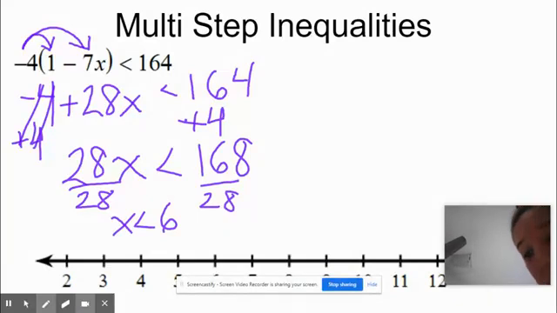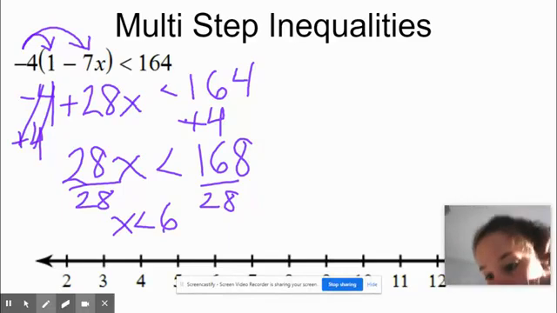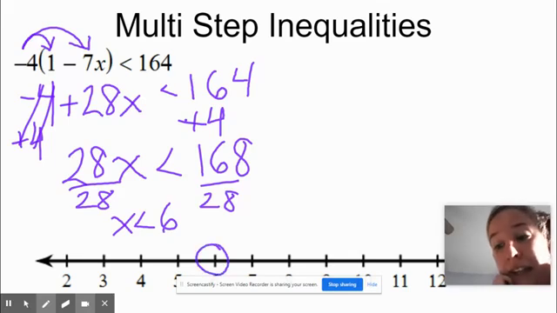So now I need to plot it on the number line. I need to figure out, do I need an open circle or a closed circle? I need an open circle, right? Because there's no line underneath that 6. So it's an open circle. And then I need to ask myself, are my x answers smaller than the 6 or bigger? And all my x's are smaller, right? Because x is less than 6. The alligator mouth is eating the 6. The 6 is the bigger thing, meaning all my answers for my x shade down the number line.